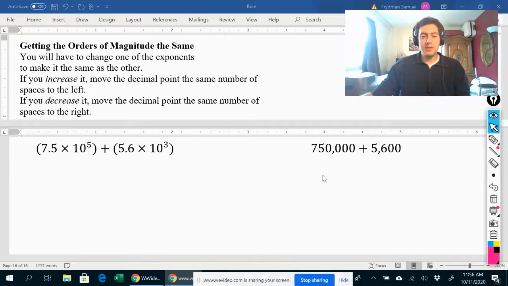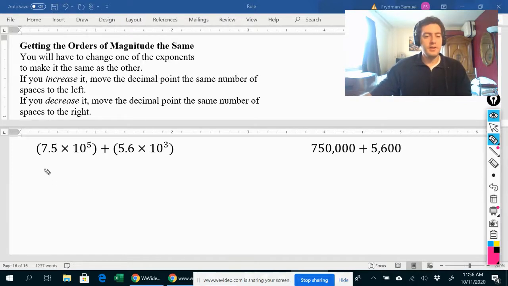But if this problem is really the same one as this one, just written in a different way, then we should be able to figure out how to add numbers written this way together also. And like I said, the first thing that we need to do in order to do that is to get the exponents the same. So here I have an exponent of 5, and here I have an exponent of 3. So what I'm going to do is just change this exponent to a 5.